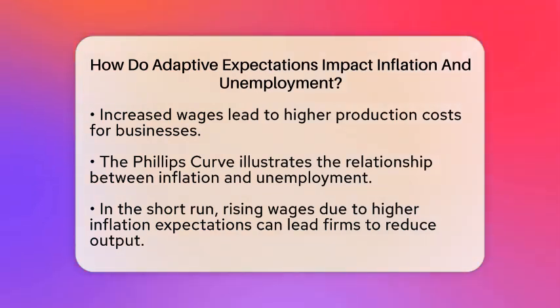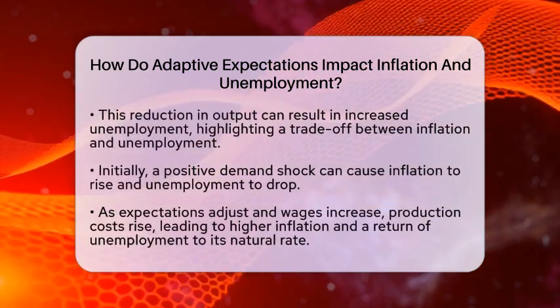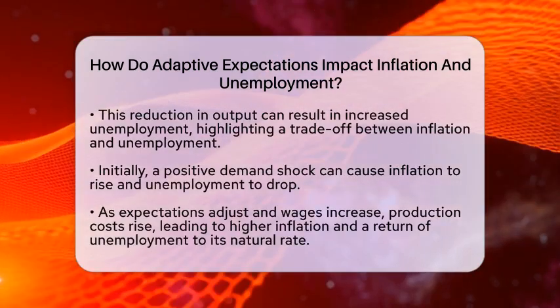In the short run, when wages rise due to higher inflation expectations, firms may reduce their output. This can lead to an increase in unemployment. So we see a trade-off. As inflation rises, unemployment may initially fall, but as costs increase, unemployment can rise again. Over time, the economy adjusts.